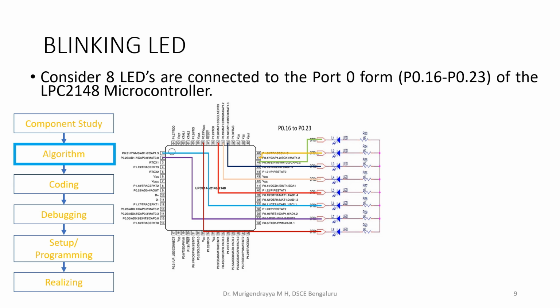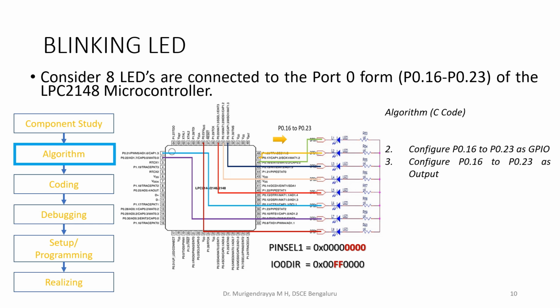Now we'll see the algorithm for blinking LEDs. Pin 16 to pin 23 of port 0 of the LPC2148 microcontroller is connected to the 8 LEDs as shown here. These pins should be configured as GPIO. To do this, we use a register called the pin select register: bit 0 to bit 15 of the PINSEL1 register should be loaded with the value 0. The direction of these pins is configured as output because these pins are connected to the LEDs, and LEDs are output components.